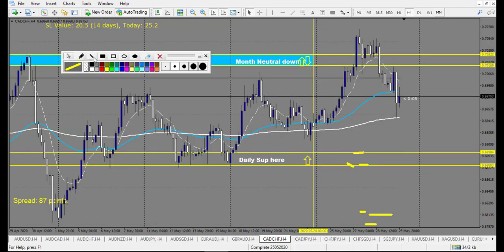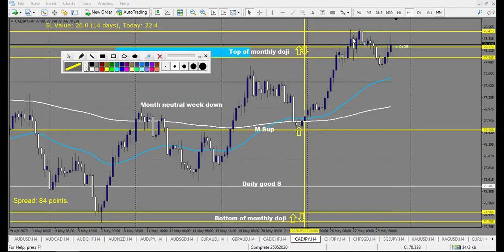Okay, CAD CHF. What do we get? We get the level broken violently right here. So I would have bought eventually this level at this pin bar replacement right here. Stop loss right here. And this one made maybe 1.5. So it's a losing setup. And that's the only trade, because after there is no pattern.